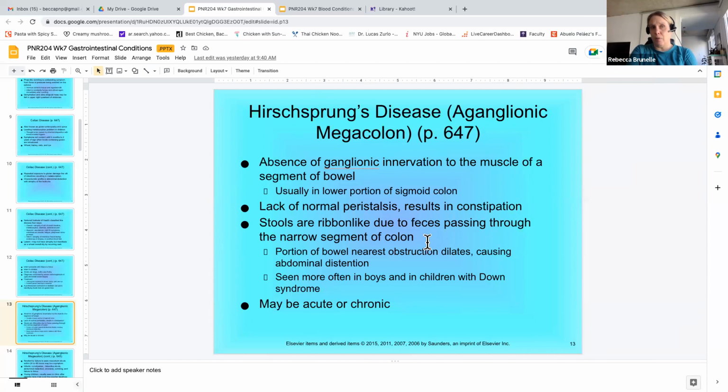So if they do pass stools, they're kind of thin and ribbon-like, and it can cause abdominal distension. It can cause an obstruction. It can be acute or chronic. Hirschsprung's is also associated with Down syndrome. So babies that have Down syndrome are more likely to have Hirschsprung's.